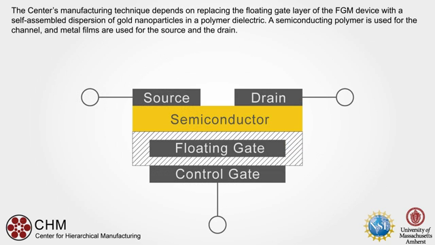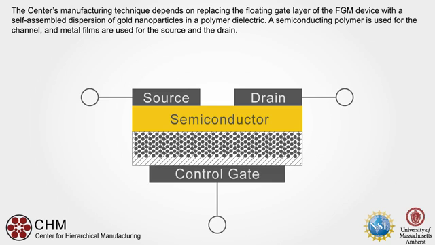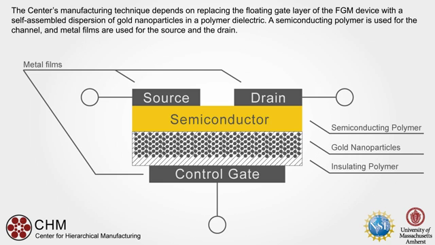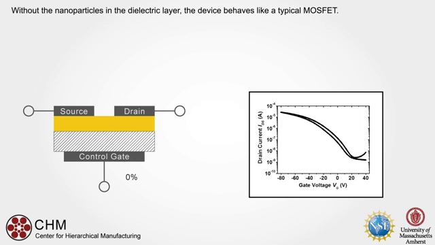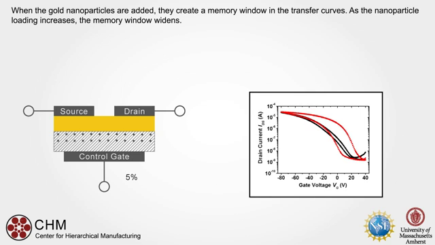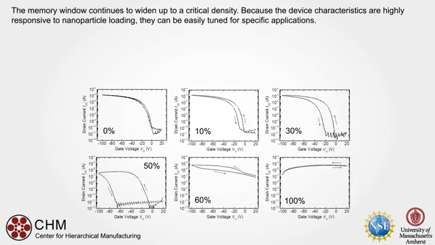The center's manufacturing technique depends on replacing the floating gate layer of the FGM device with a self-assembled dispersion of gold nanoparticles in a polymer dielectric. A semiconducting polymer is used for the channel, and metal films are used for the source and the drain. Without the nanoparticles in the dielectric layer, the device behaves like a typical MOSFET. When the gold nanoparticles are added, they create a memory window in the transfer curves. As the nanoparticle loading increases, the memory window widens. The memory window continues to widen up to a critical density. Because the device characteristics are highly responsive to nanoparticle loading, they can be easily tuned for specific applications.